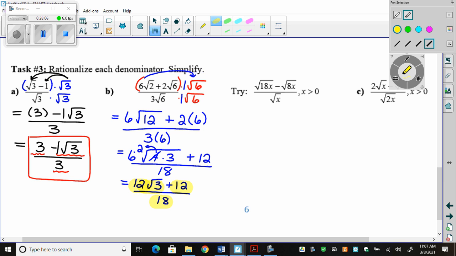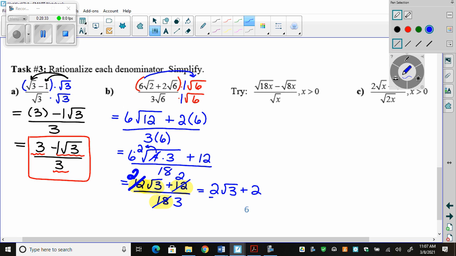So I have a 12, a 12, and an 18. Can I do anything to those? Yeah, what can I take out? Yeah, 6. 12 divided by 6 is 2. And 12 divided by 6 is 2. And 18 divided by 6 is 3. So my actual answer is 2 root 3 plus 2 over 3. And if you stop at this previous one, you're going to lose 0.5 because you didn't reduce it.